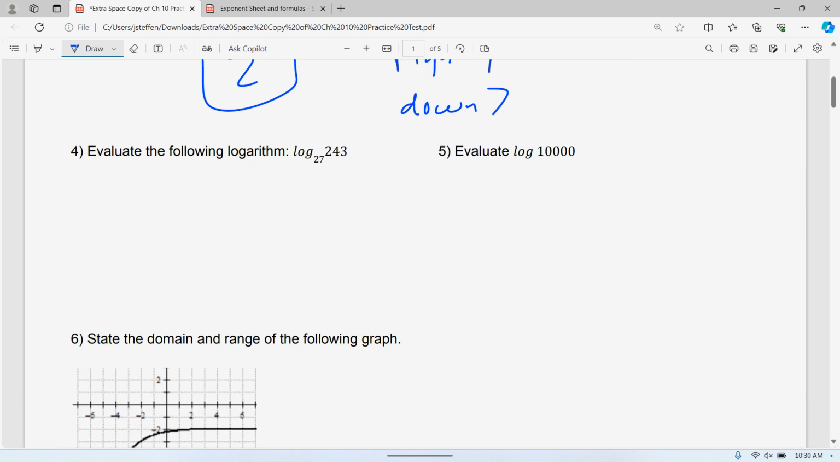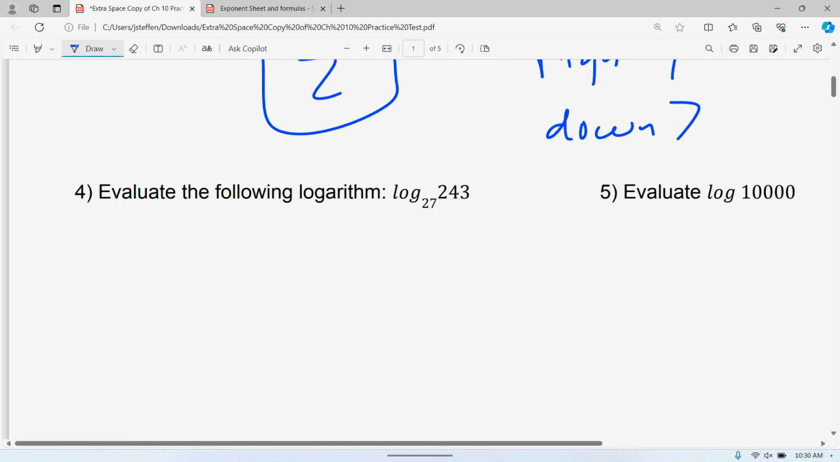Evaluate the logarithm, set it equal to x, and then put it in exponential form. 27 raised to the x is equal to 243. I will tell you, there is a shortcut you can do that may or may not work. Set up like this, you only have 4 different options. 27 raised to which one of those numbers is 243. So if it is multiple choice, you can do that. I think there's maybe one like that on the quiz.